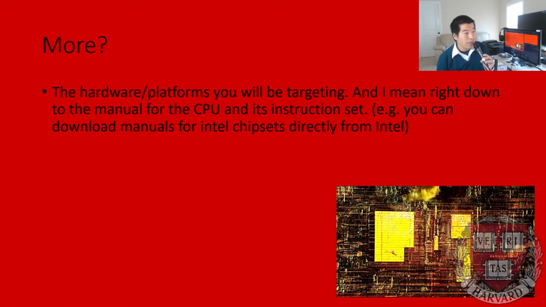More: the hardware platforms you will be targeting, right down to the manual for the CPU and its instruction set. You can download manuals for Intel chipsets directly from Intel. This is what I love about Intel, because it has a lot of free resources you can check and use. It really helps developers, and it's fantastic. I highly recommend you check out their website and download these manuals. That's up to you.